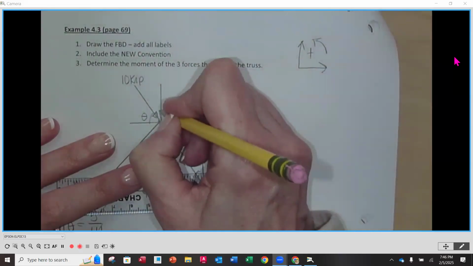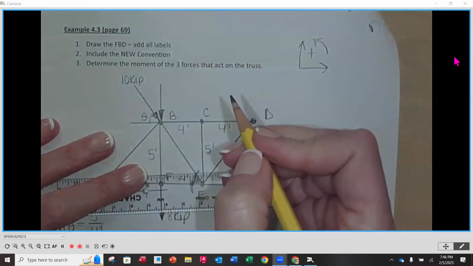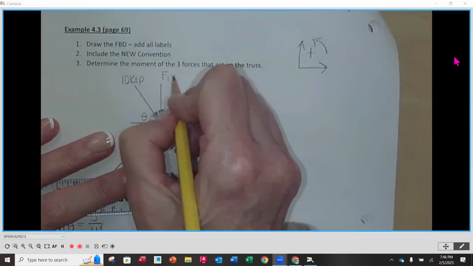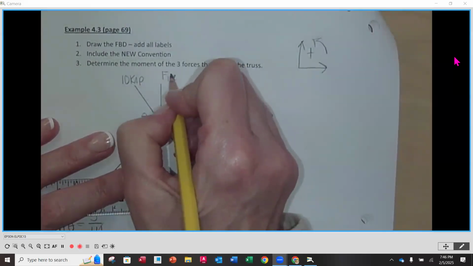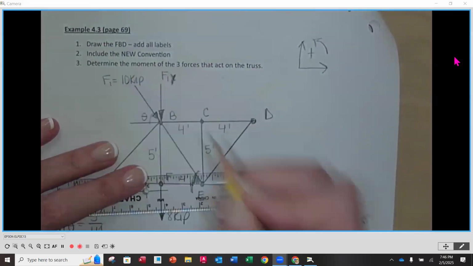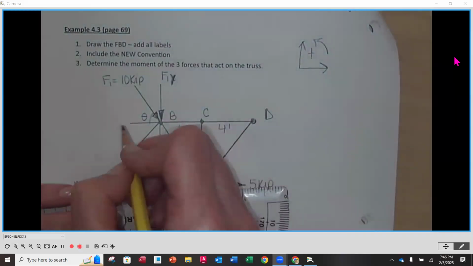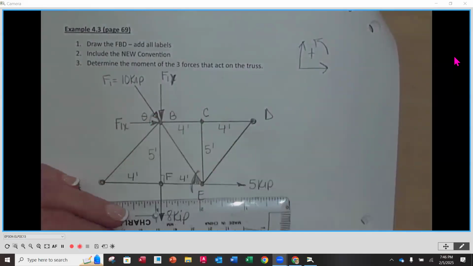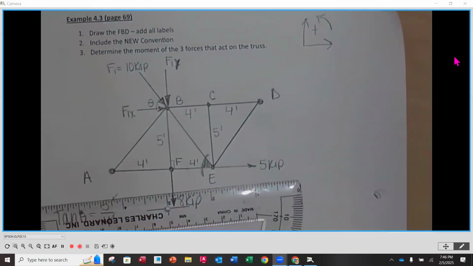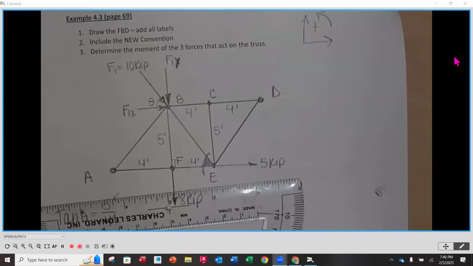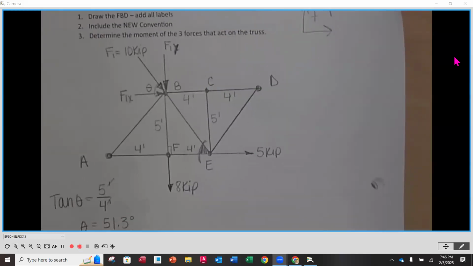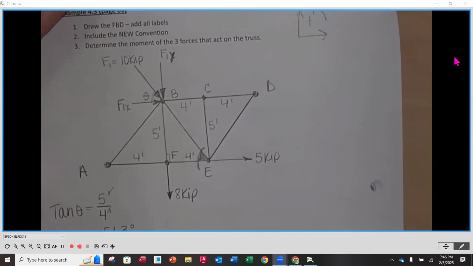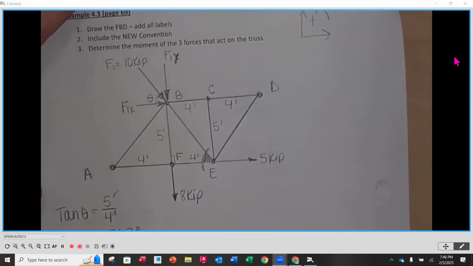So my Y component, I think they called that one F1Y. I'm going to call this F1Y because this was called F1. They called the 10 kips F1 on the diagram. And then our F1X is going to be going to the right. We'll use that for calling out the components. The other two forces are already vertical and horizontal, so we don't need to do components there. So let's find F1X and F1Y. Go ahead and solve for those components.